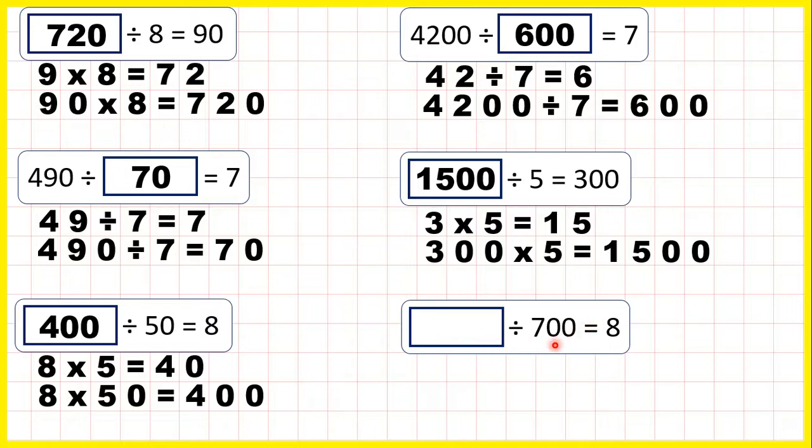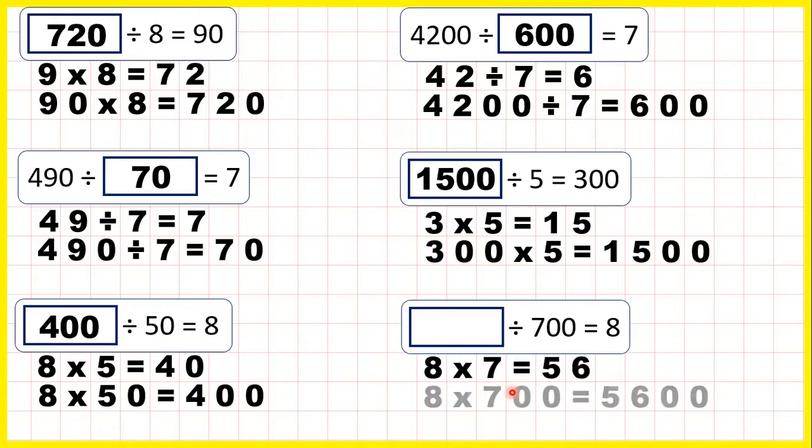Something divided by 700 equals 8. It's the dividend that's missing, so we can read it backwards as a multiplication and work out 8 times 700. We know that 8 times 7 is 56, so 8 times 700 is 5,600 because we have two end zeros in the multiplication. So 5,600 divided by 700 is 8. And we can see that gives the same answer as 56 divided by 7 because in division we can cancel two end zeros in our question.